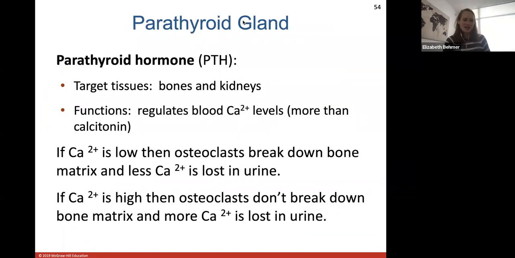Then your parathyroid gland, so this is another gland, it's located on the posterior side of your thyroid gland. It releases parathyroid hormone that targets bone and kidneys, and it helps to regulate blood calcium levels even more so than calcitonin. So for example, if calcium is low, it'll stimulate osteoclasts to break down bone, to put bone into the bloodstream, as well as trying to retain calcium from your kidneys to try to get calcium back into the blood. And if calcium levels in the blood are too high, then osteoclasts don't break down bone and more calcium is urinated out to get rid of excess levels of calcium.